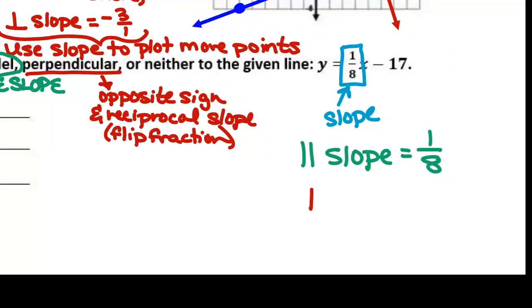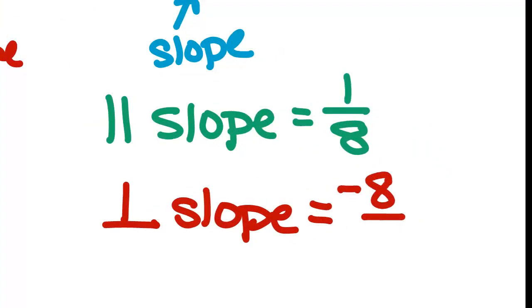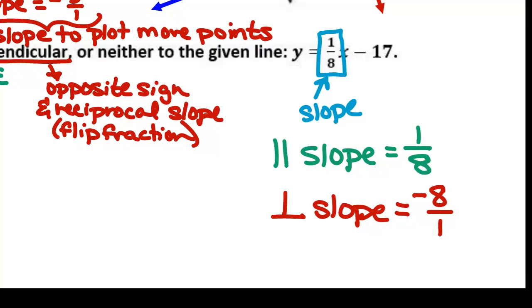Perpendicular slope is the opposite sign and the reciprocal. So what would the perpendicular slope be? -8 over 1. Can I simplify that at all? Can I divide that and get a whole number? -8. So my perpendicular slope is -8 over 1, or just -8.